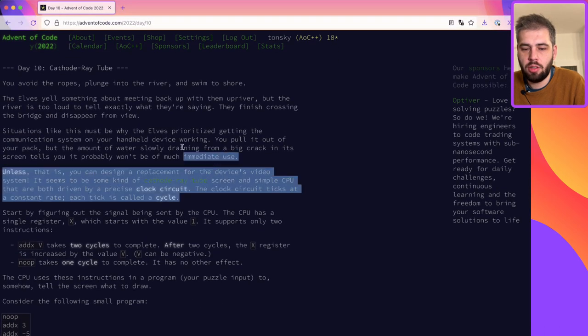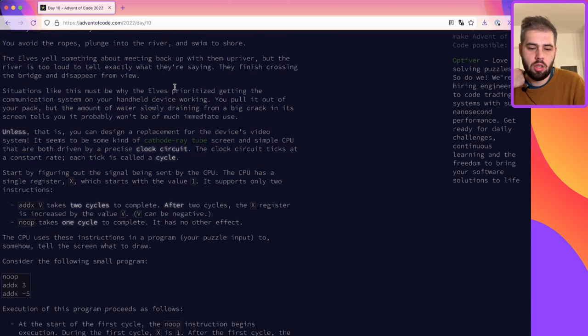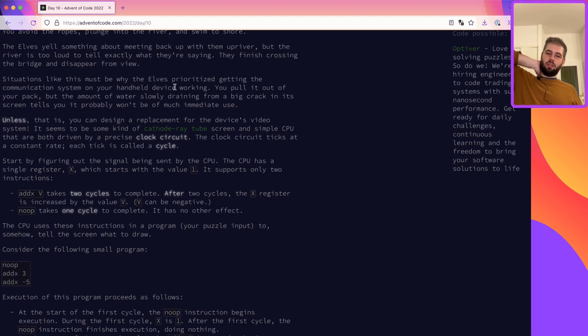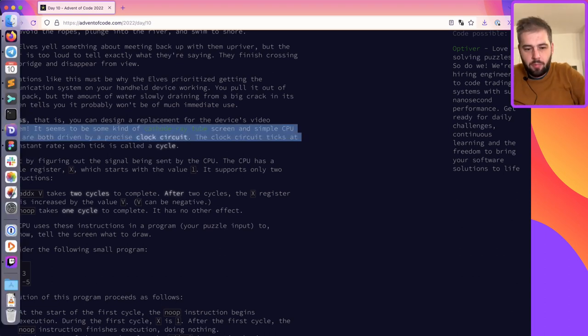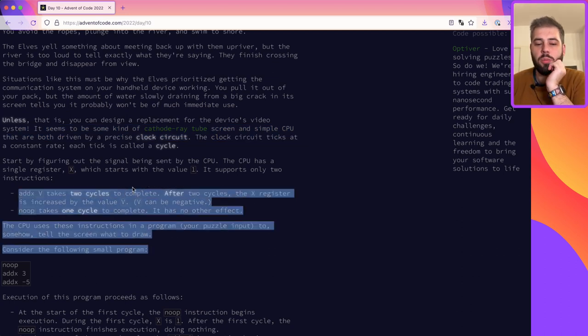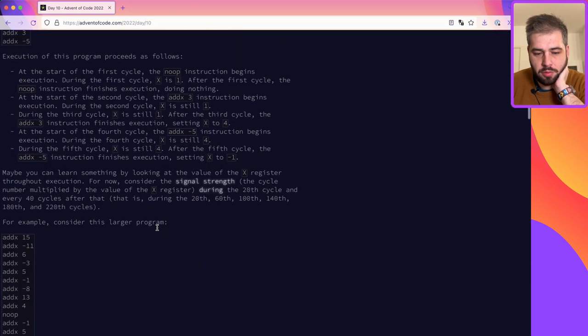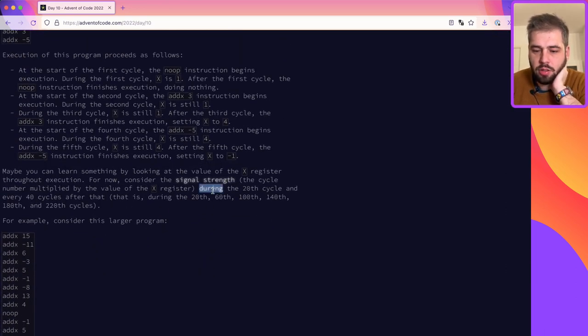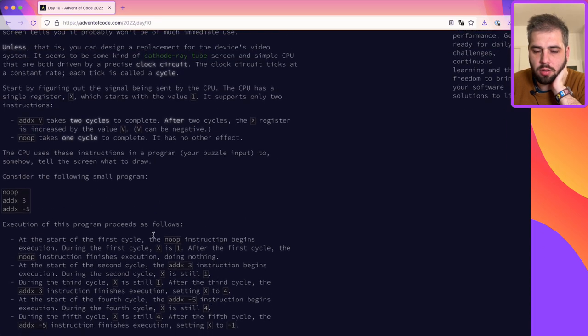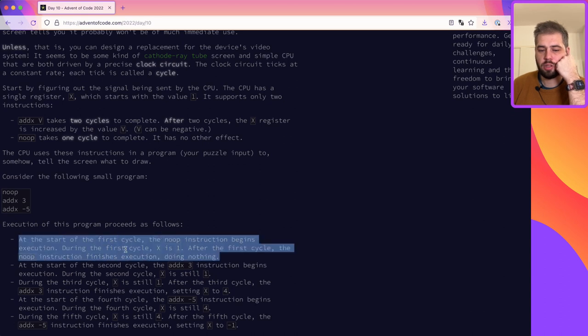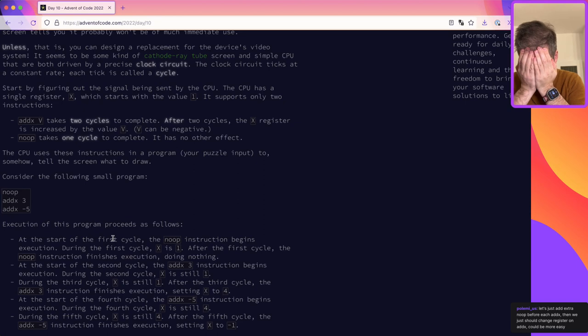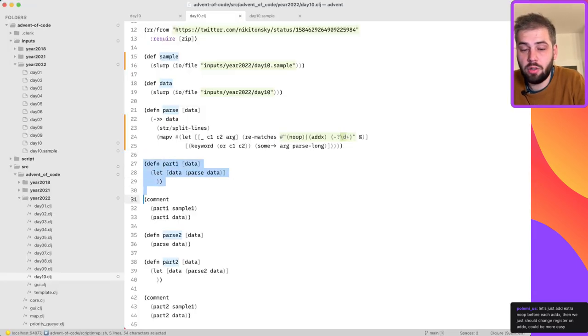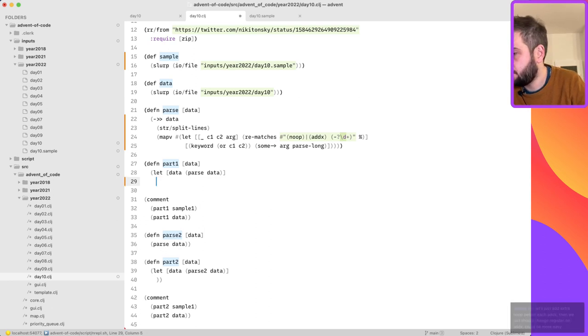Now what we need is basically execution. There's also the distinction between during two cycles and after two cycles. So we start with X at 1, right? What does it mean during the 20th cycle? During the first cycle, X is 1. After the first cycle, the noop instruction finishes execution, doing nothing. So the way we are going to do this is, I just add an extra noop before each addx, then we just change the register on each index, could be easier.